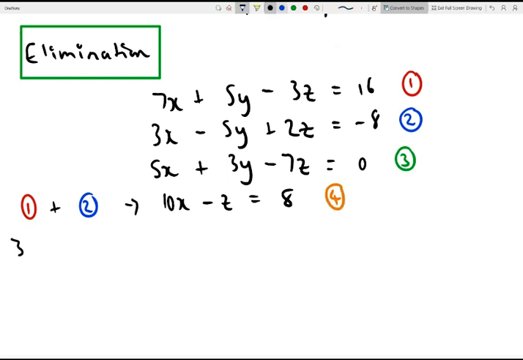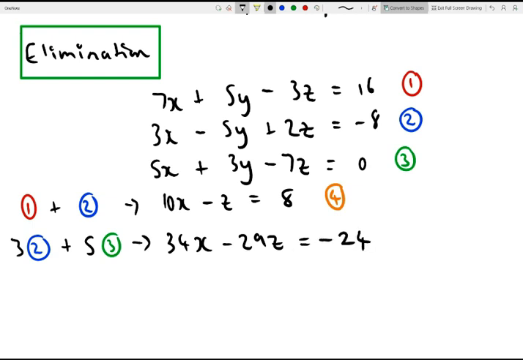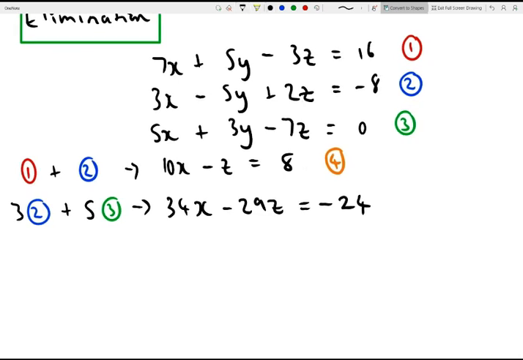Then if we take 3 lots of equation 2, add it to 5 lots of equation 3, we get 34x minus 29z equals minus 24, and let's call that equation 5. And this gives us two expressions in x and z, which we can solve simultaneously.